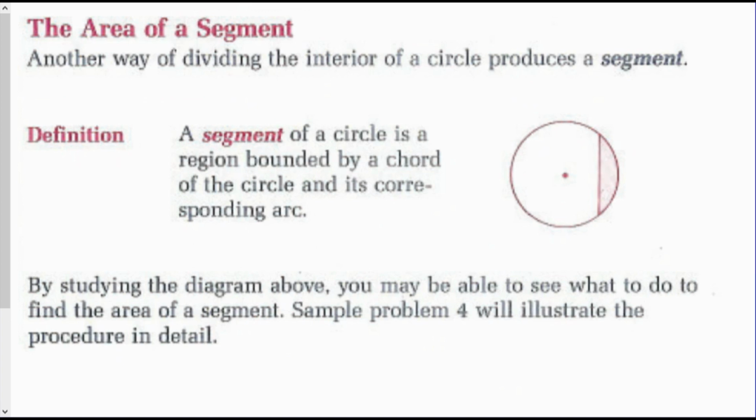Now the area of a segment, another way of dividing the interior of a circle, produces a segment. A segment of a circle is a region bounded by a chord of the circle and its corresponding arc. By studying the diagram above, you may be able to see what to do to find the area of the segment. Sample problem 4 will illustrate the procedure in detail, but if you don't notice what we can do, we can draw in our two radii and notice that would make a triangle. So I can find the area of my entire sector and subtract that from the area of the triangle I just created to find the area of my segment.